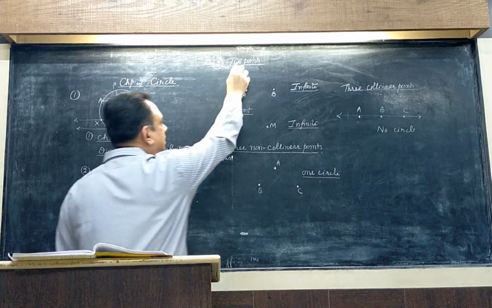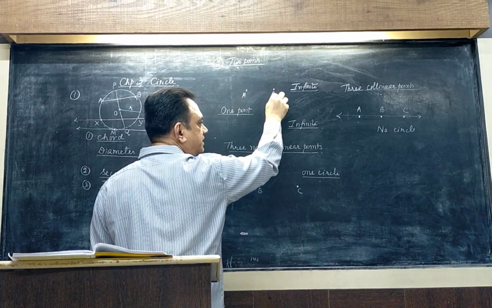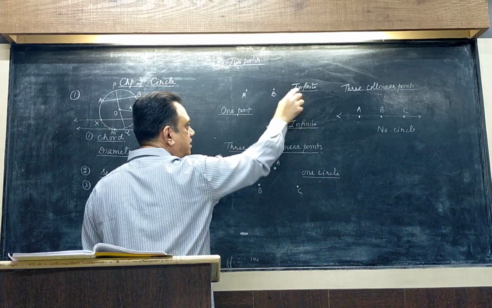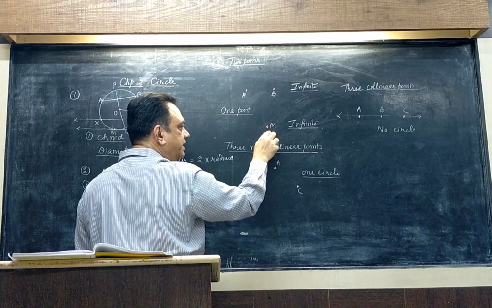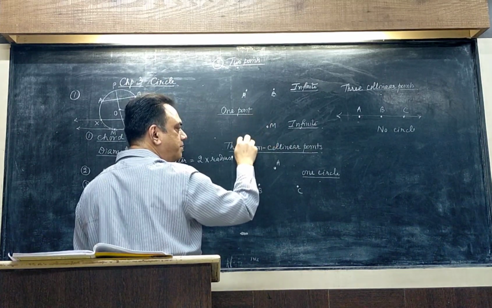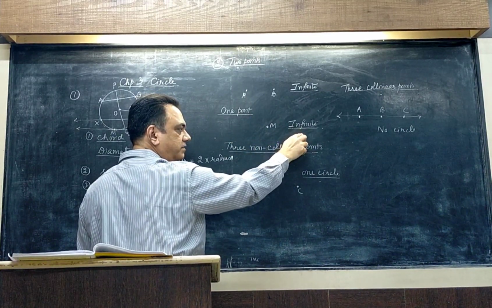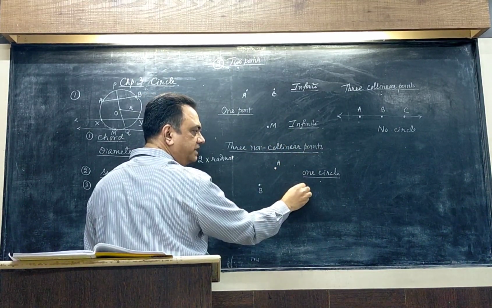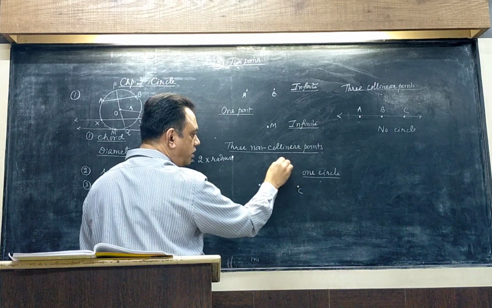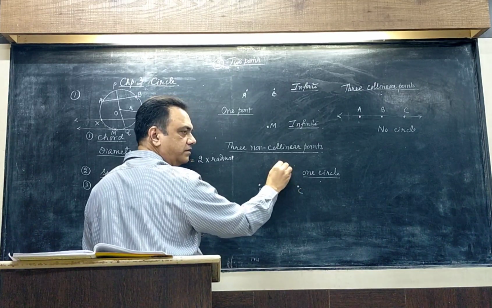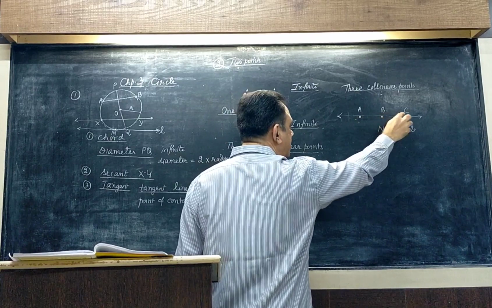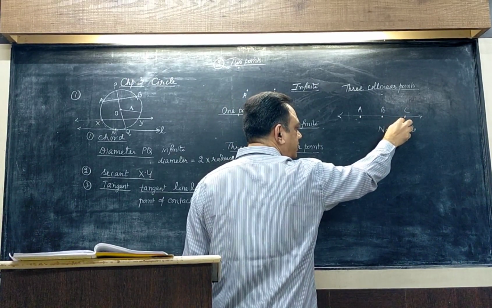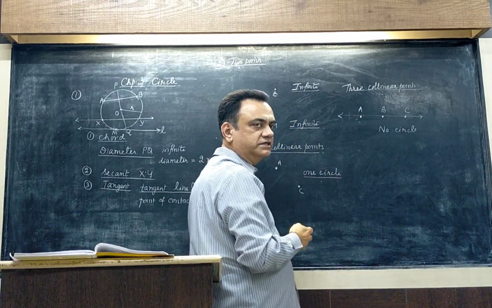Then the next. If there are two given points, how many circles can be drawn passing through two given points? Infinite. If there is one point, how many circles can be drawn passing through this one point? Infinite. If there are three non-collinear points, how many circles can be drawn passing through these three non-collinear points? Only one circle. If there are three collinear points, how many circles can be drawn passing through these three collinear points? No circles can be drawn passing through it.